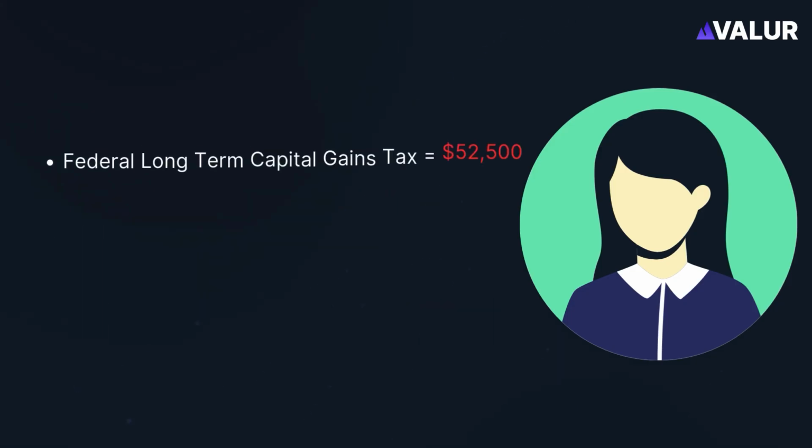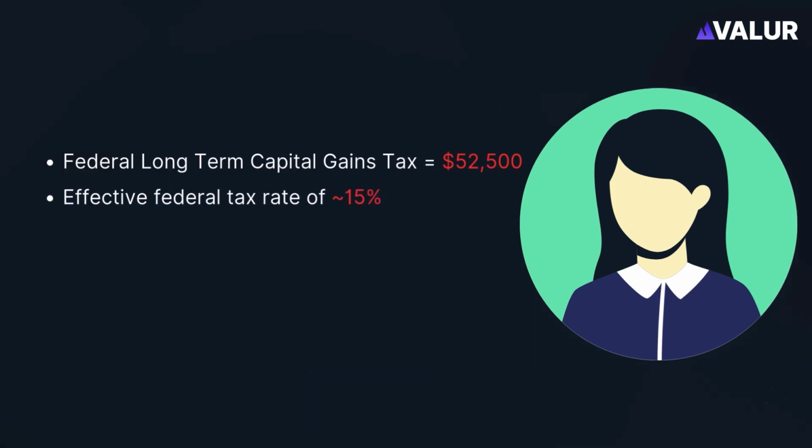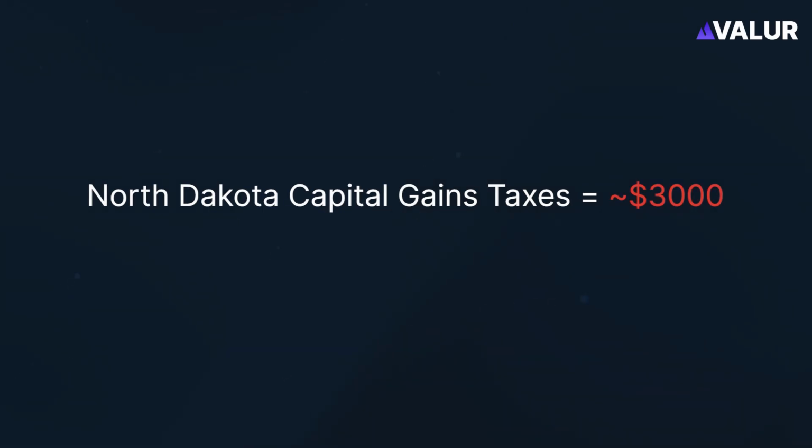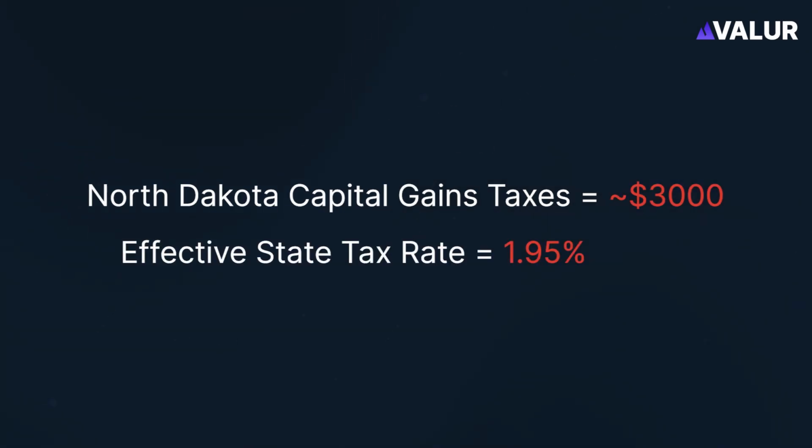She would pay a total of around $52,500 in federal long-term capital gains taxes for 2025, an effective federal tax rate of around 15%. Jenna would also pay North Dakota taxes on her capital gains for around $3,000, or an effective state tax rate of around 1.95%. As you can see, capital gains taxes are a common burden that can significantly reduce your net earnings from the sale of an asset.